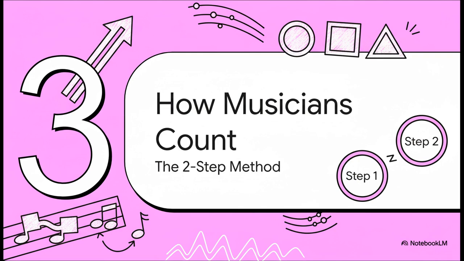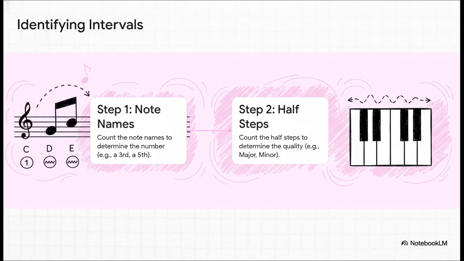So, now we have the building blocks. But how do musicians actually identify and name all the bigger distances? Turns out there's a surprisingly simple two-step process they use. Here's the method. First, you count the note names to get the number. Let's take C to E as our example. You just count the letters, starting with C as 1. C is 1, D is 2, E is 3. Boom, we know it's some kind of third. But what kind of third? That's where step 2 comes in.